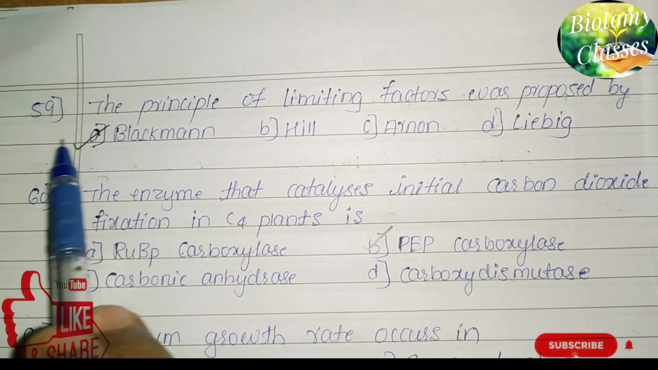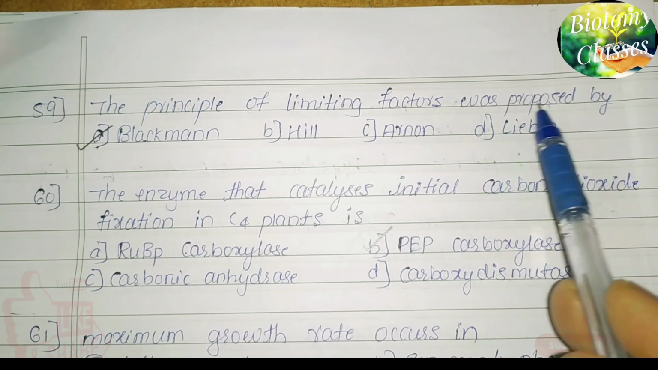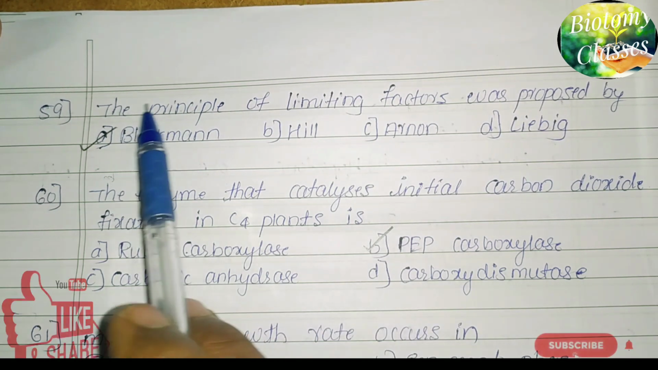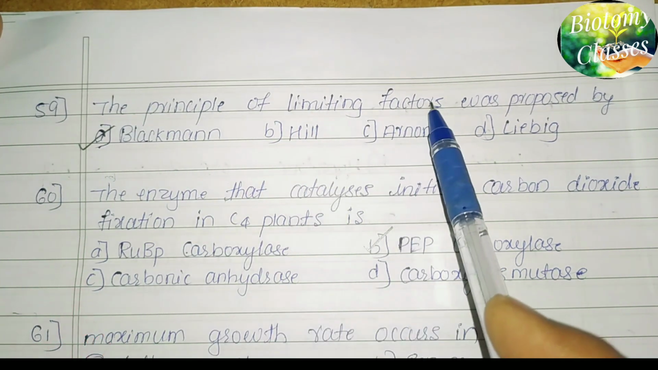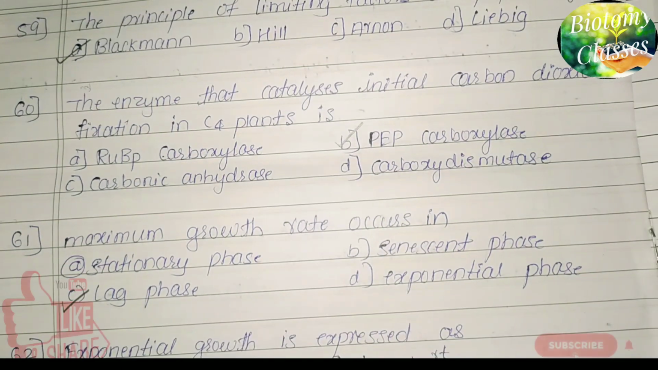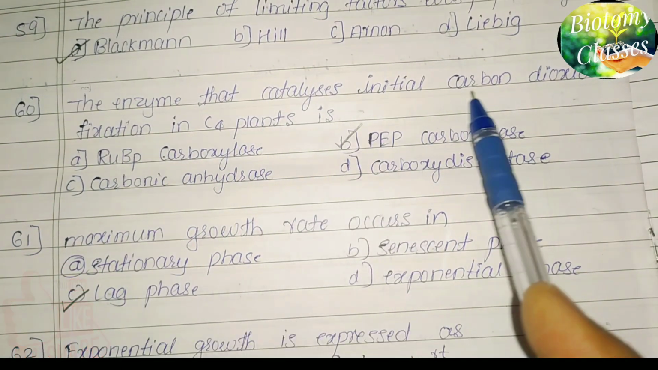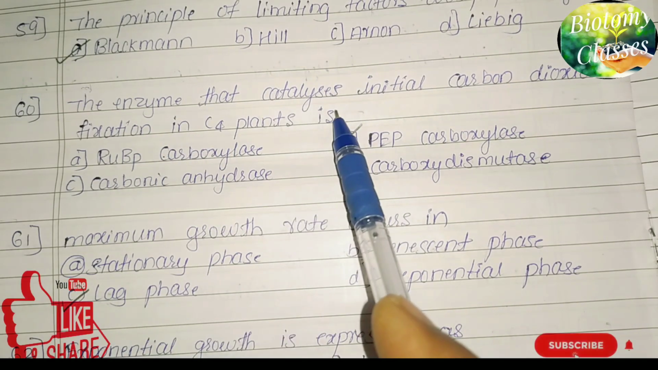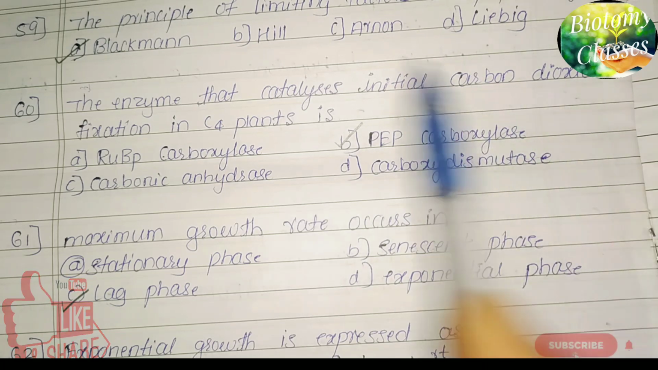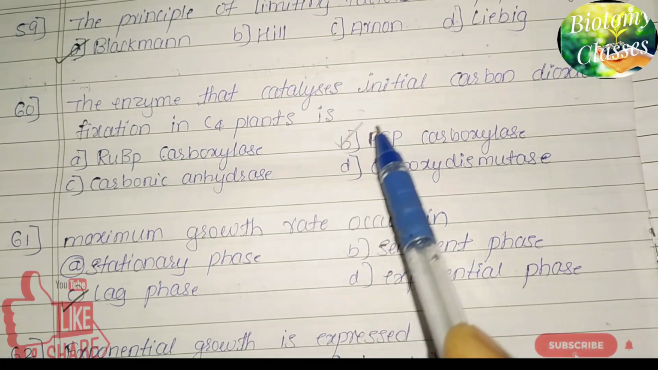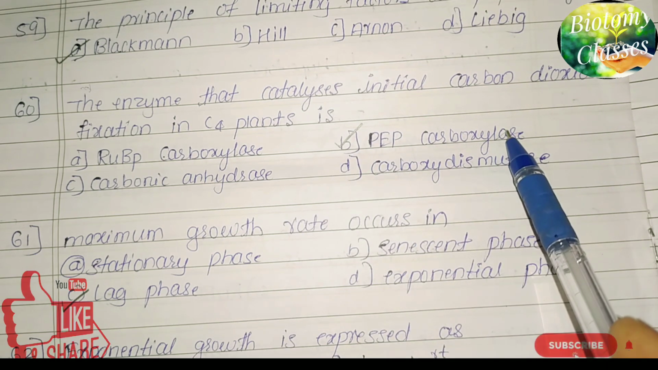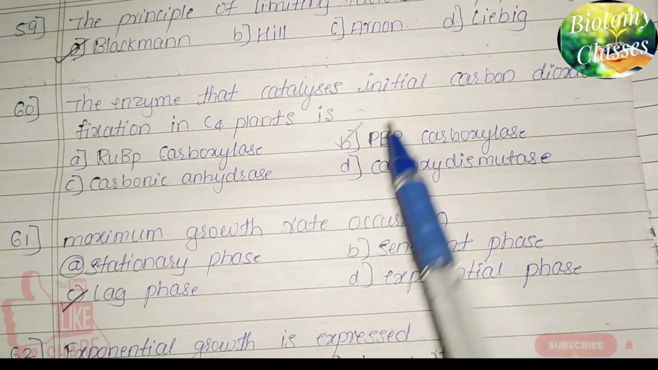59th question, the principle of limiting factors was proposed by Blackman. Blackman's law of limiting factors. Blackman is the scientist who discovered limiting factors. That's why A is the right answer. 60th question, the enzyme that catalyzes initial carbon dioxide fixation in C4 plants is PEP carboxylase. PEP carboxylase is mainly found in the mesophyll cells. Okay, so B is the right answer.